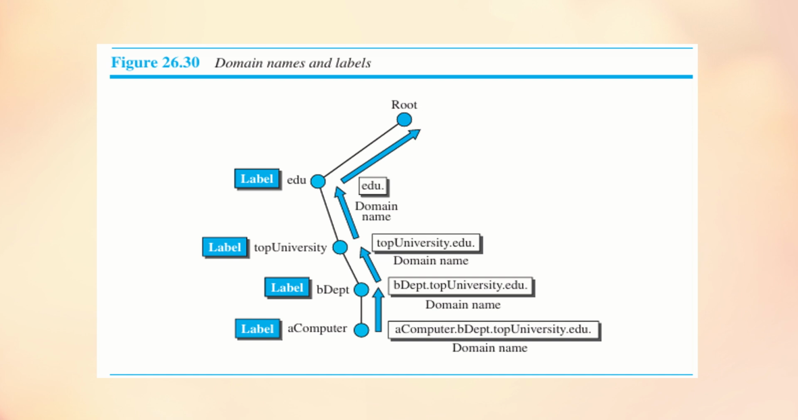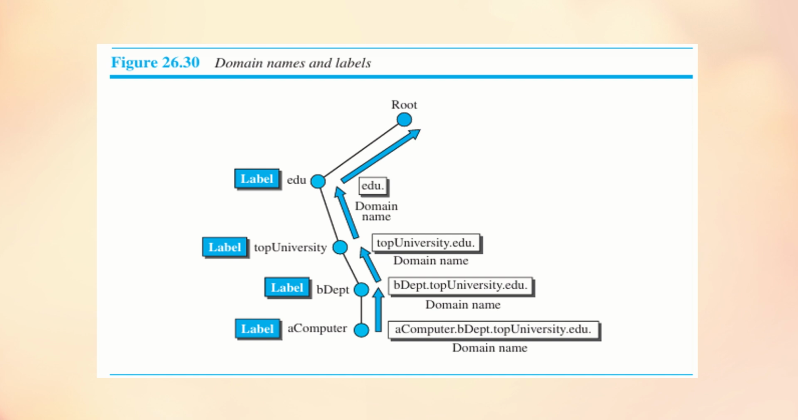Coming to the domain name, each node in the tree has a domain name. A full domain name is a sequence of labels separated by dots. The domain names are always read from the node up to the root. The last label is the label of the root, that is null. This means that a full domain name always ends in a null label, which means the last character is a dot because the null string is nothing.